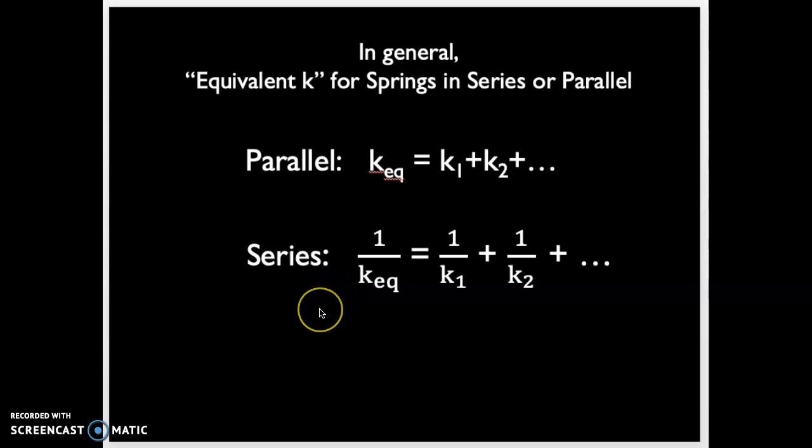If there are only 2, it's k over 2. But the more general equation for more than 2 is 1 over k equivalent, or k effective, equals 1 over k1 plus 1 over k2, etc. So just be careful, because this is 1 over k effective, and k effective is 1 over all of this.